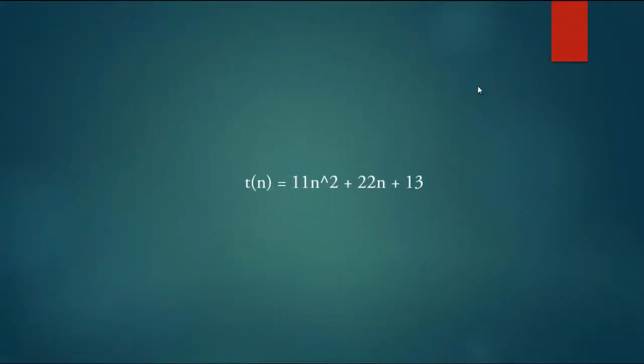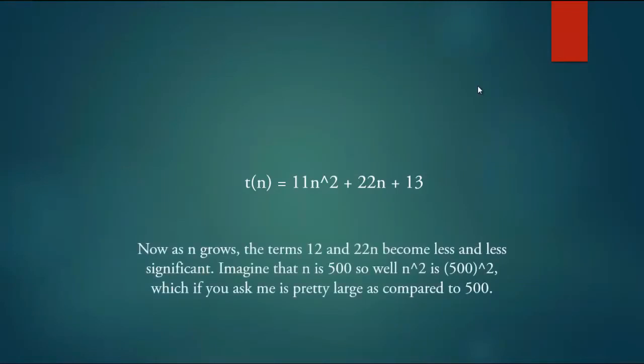Now as n grows, the terms 13 and 22n become less and less significant. Imagine that n is 500, so n squared will be 500 squared, which is a pretty large number as compared to 500. So you can now say that T(n) is approximately equal to 11n squared, where 11 is just a constant. So we can say that T(n) is equal to c1 times n squared, where c1 is a constant.